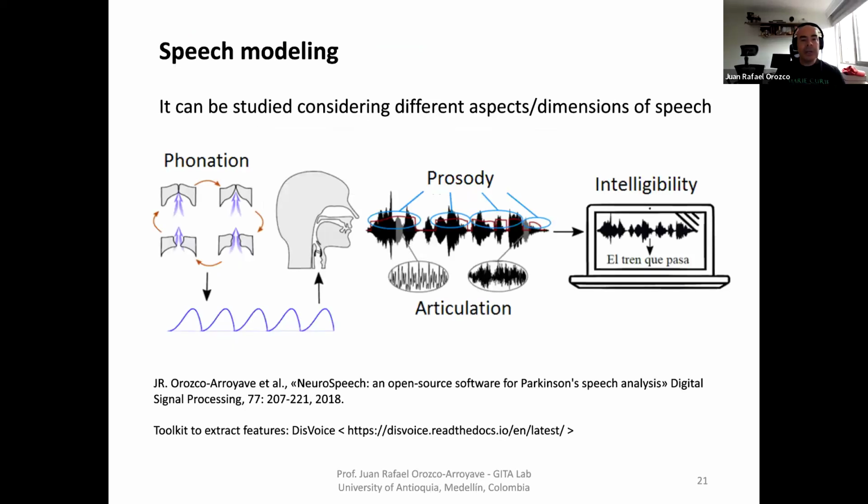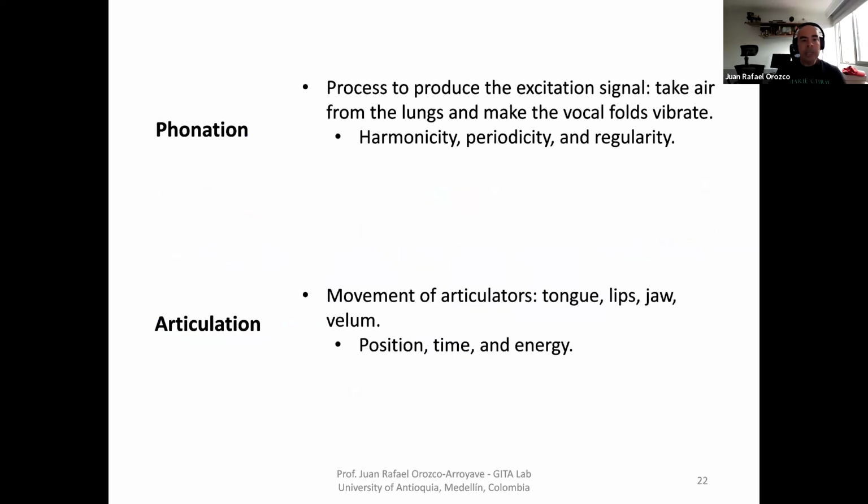Now, for speech, we typically model speech as a set of 4 different dimensions: phonation, articulation, prosody, and intelligibility. There is a 5th one, but I will talk about it later. Then what we do is we group different signal processing methodologies according to which phenomenon is intended to model, and then we put it into either phonation, prosody, articulation, or intelligibility. Now, for phonation, we try to model harmonicity, periodicity, and regularity.